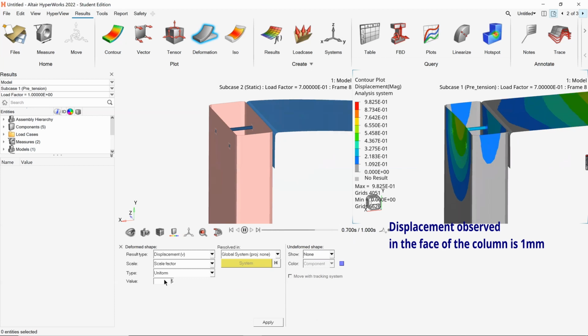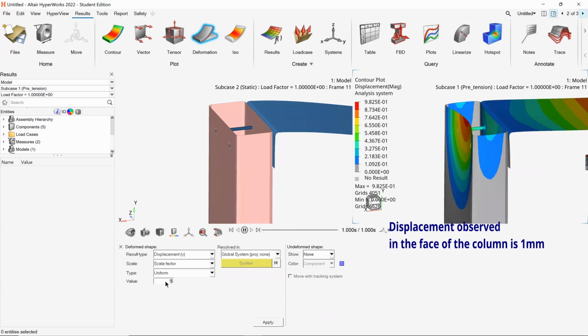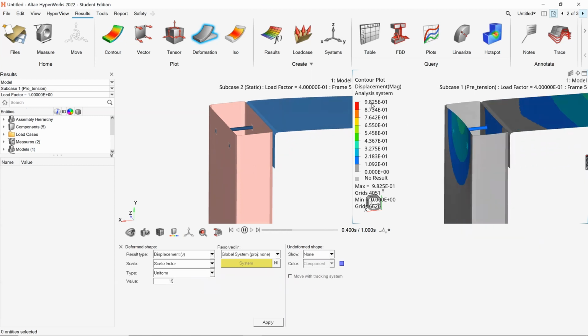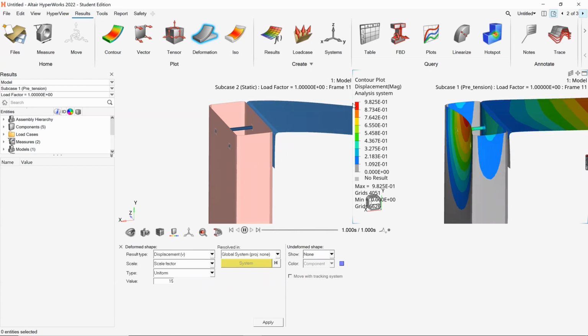We can see this part is getting pulled inside. So it's a high scale factor, but that is not the case. It is only for visualization purposes. The maximum pulling distance we can see is close to 0.10, that is 1 mm, we can say. About 1 mm of inside displacement is happening because of the tension on this model.